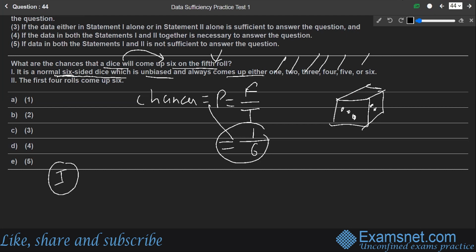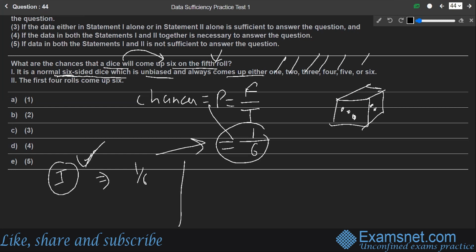So clearly, if this is the information that the dice is completely fair, and the throwing of the dice is also completely fair, then obviously the chances of getting a 6 on any of the rolls becomes the fair one, which is clearly 1 by 6. So yes, statement number 1 is clear enough and sufficient enough to answer the question.